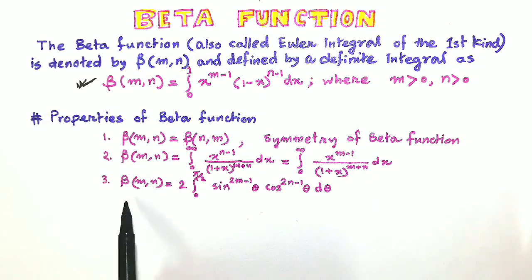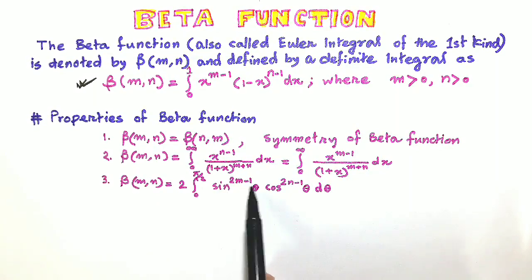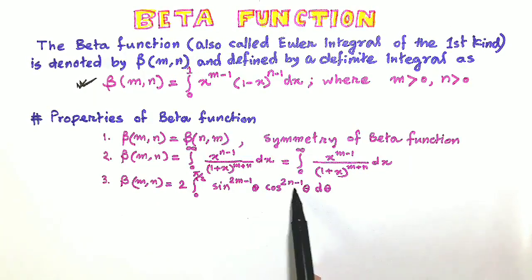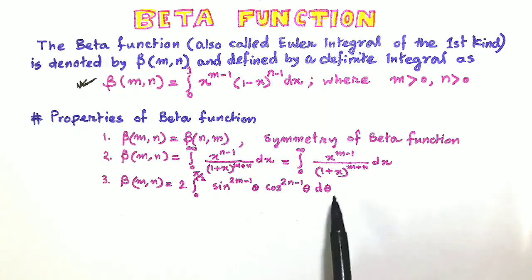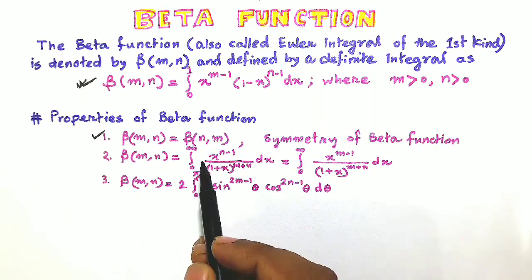And the third property, this is also another important property: beta(m,n) is equal to twice the integral from 0 to pi by 2 of sin power 2m minus 1 theta cos power 2n minus 1 theta d theta. Now first of all, we shall learn beta(m,n) is equal to beta(n,m).